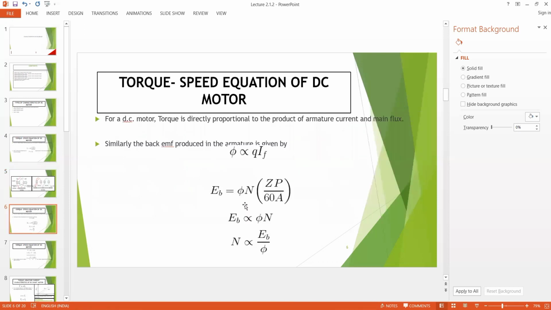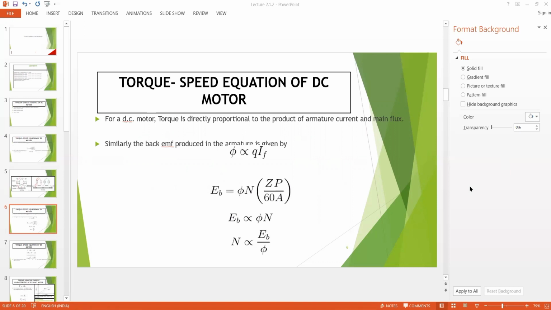So, torque speed equation. You can see EB is equal to phi Z N by 60 into P by A. Please note it down. So 60 is constant, A is constant, what is left? Phi N. So you can say N is equal to EB upon phi.